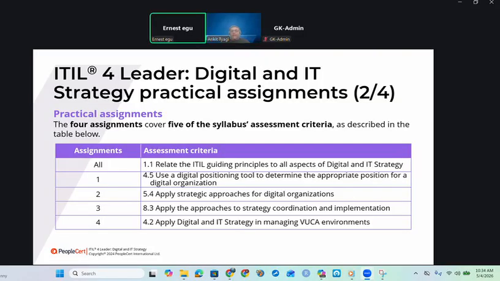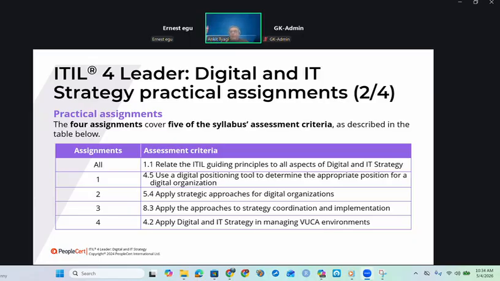For the second assignment, applying the strategic approaches for digital organization, the ones that we are going to talk about. The third one is focused on the approaches to strategic coordination and implementation. Of course, you could do a big bang implementation, a phased implementation, or an incremental implementation depending upon the context.